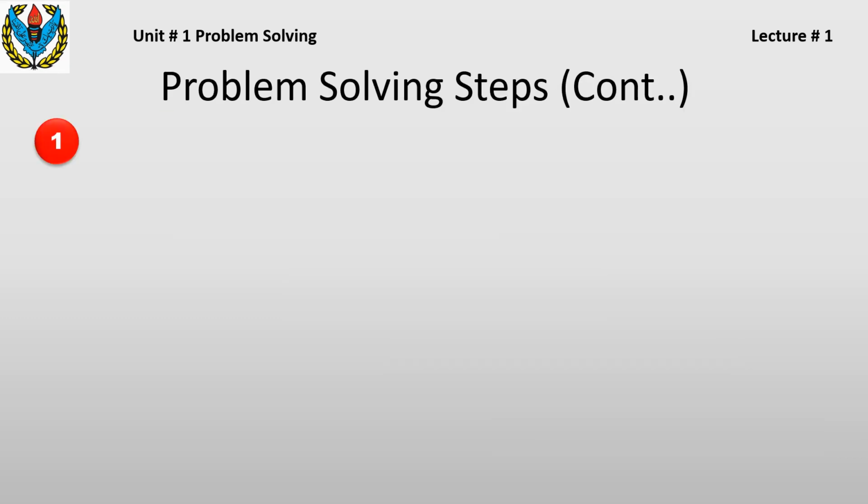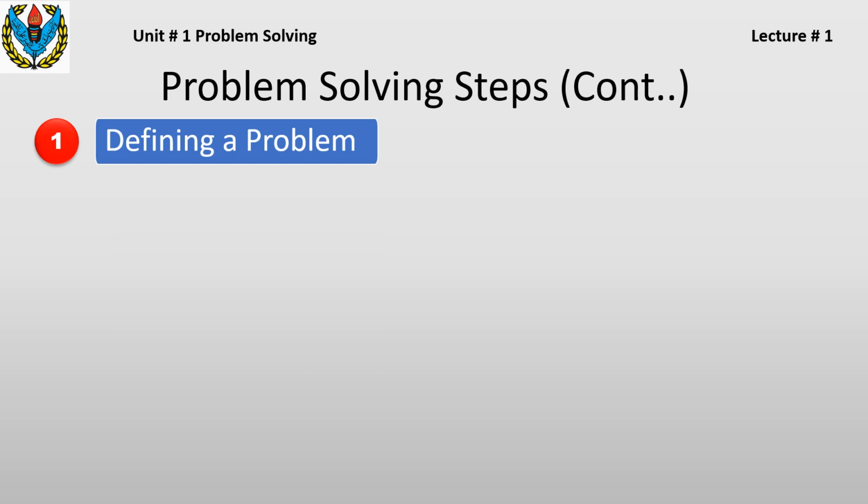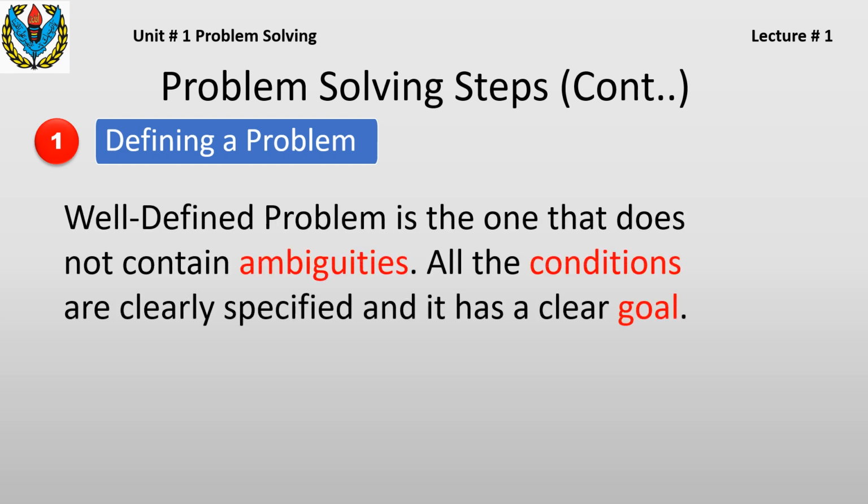The first step is defining a problem. When we are defining the problem, we need to see whether the problem is well defined or not. We get the best solution only when it fulfills the definition of a well-defined problem. According to the definition, a well-defined problem is one that doesn't contain ambiguities. Ambiguity means doubt or confusion. All the conditions are clearly specified and it has a clear goal.